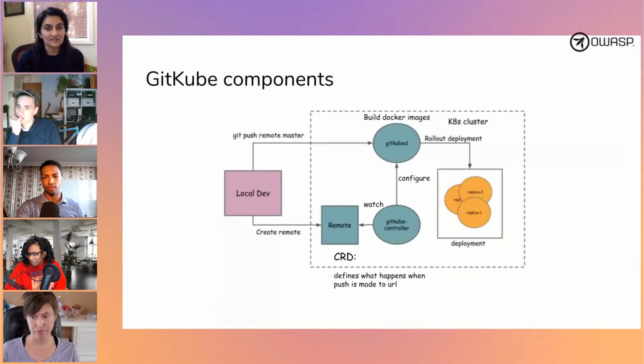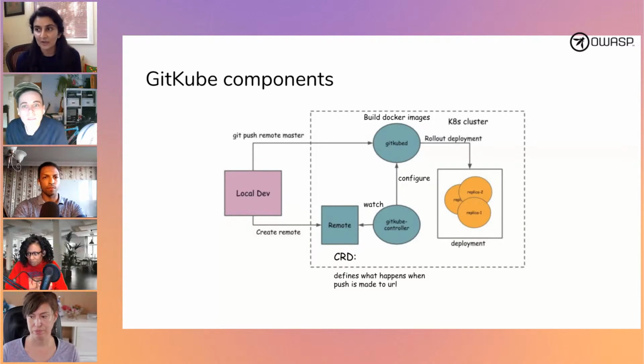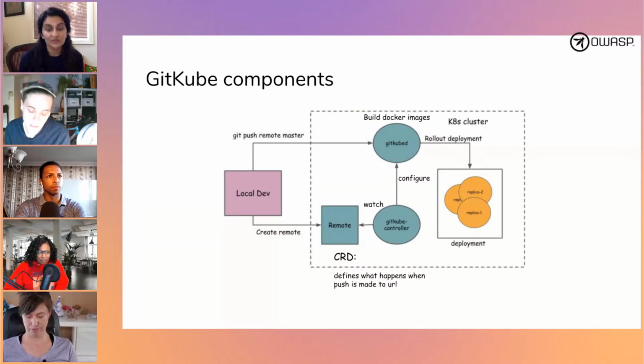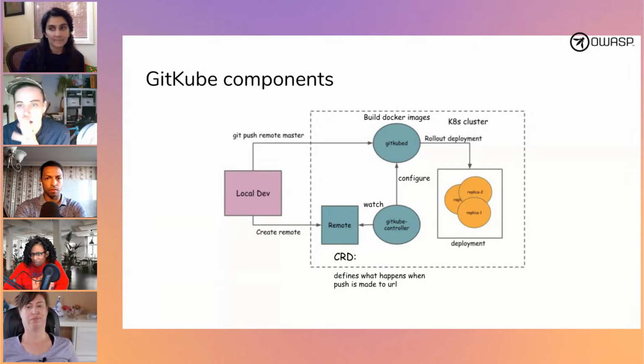Basically, the way it does this is there are three main controllers running in your cluster. It's got this remote CRD, which defines what should happen when a push is made to a remote URL. It's the same concept as a webhook that Jenkins has. So GitCube is the other controller, which actually builds your Docker images and updates the deployment. Whenever it detects a change in code on that remote repository, it'll automatically build the image for you, and then it will apply it to the cluster itself as well.